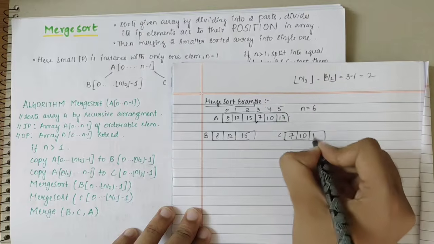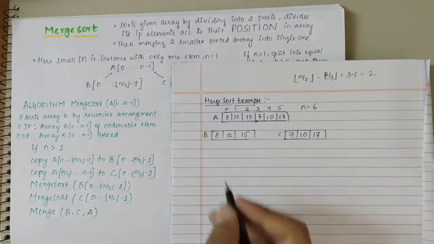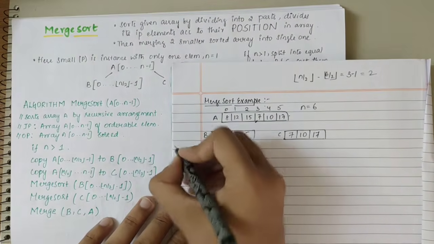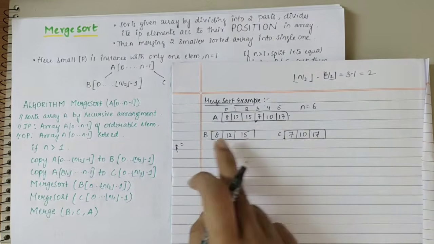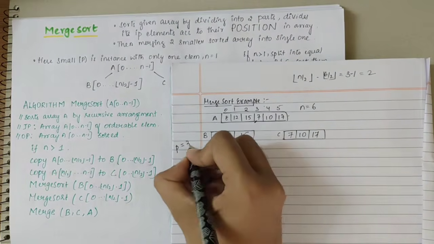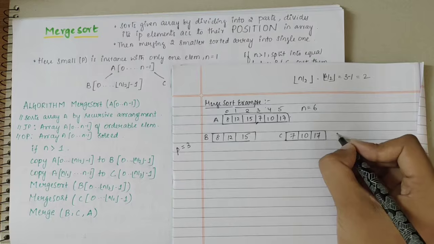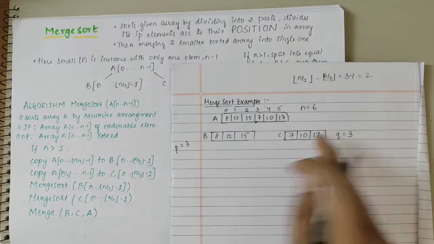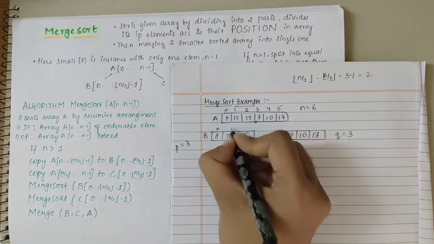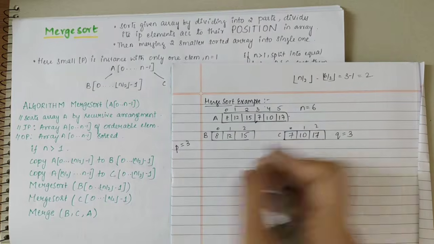7, 10 and 17. Here I'll be taking the total elements. The total elements in B are 3, right? So P is equal to 3. And the total elements in C are 3. So 3 I'll write here. I'll write the indexing 0, 1, 2, 0, 1, 2 here.